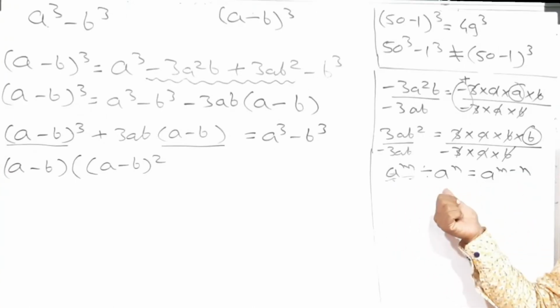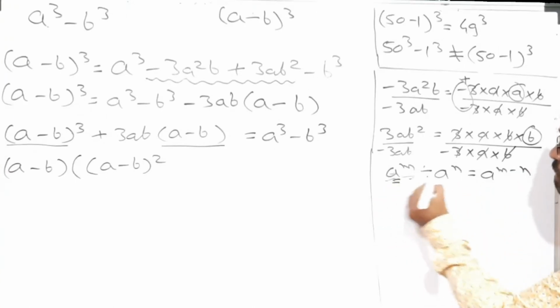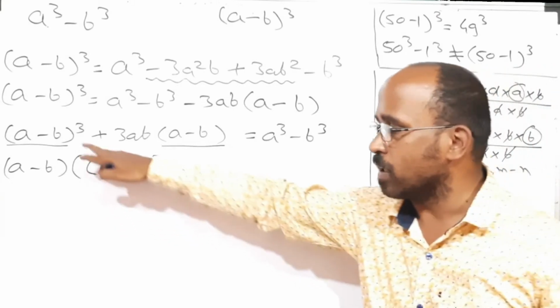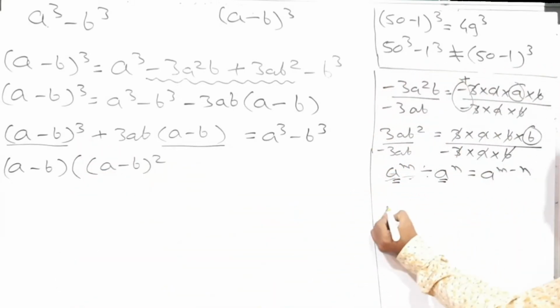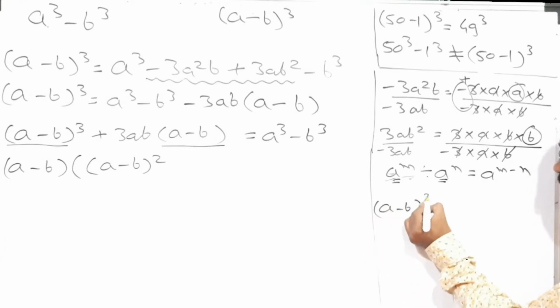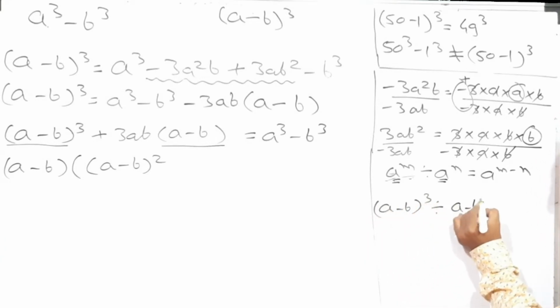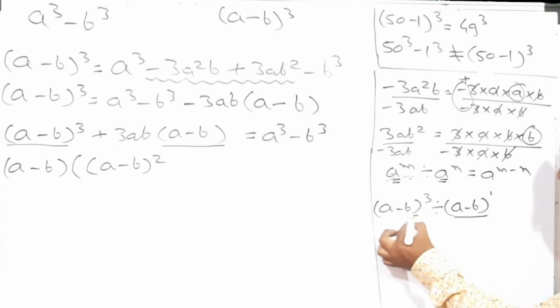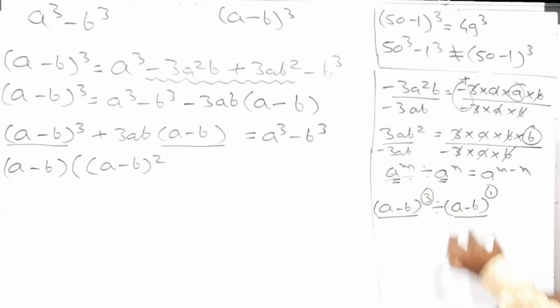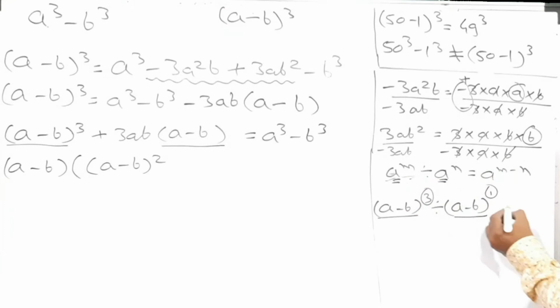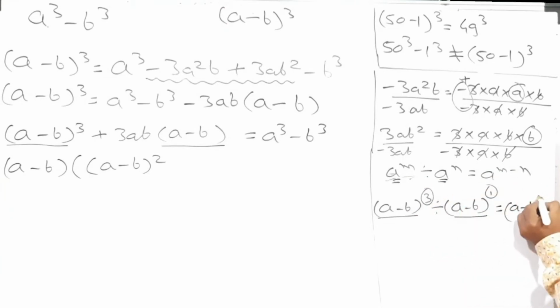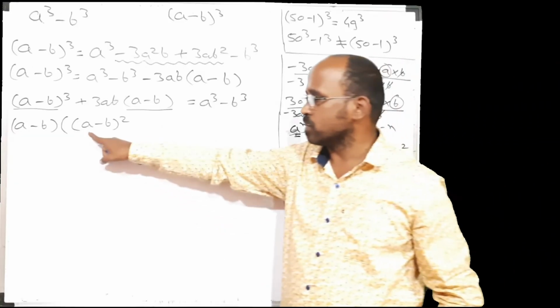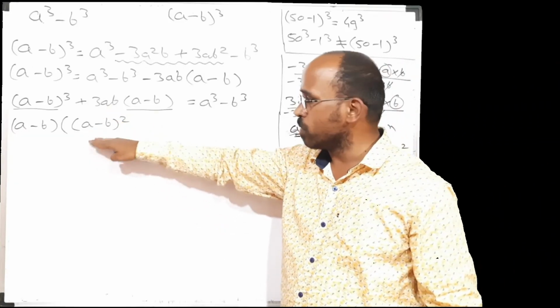When we are applying this rule, whenever the base is the same, and in this example the base is the same, (a minus b) cube divided by (a minus b) raised to 1. a minus b is nothing but (a minus b) raised to 1. So the base is the same, indices are different, so we can use this rule. Hence we have to subtract the indices. (a minus b) raised to 3 minus 1, which is 2. Hence our answer is (a minus b) square, which will be in the second bracket.